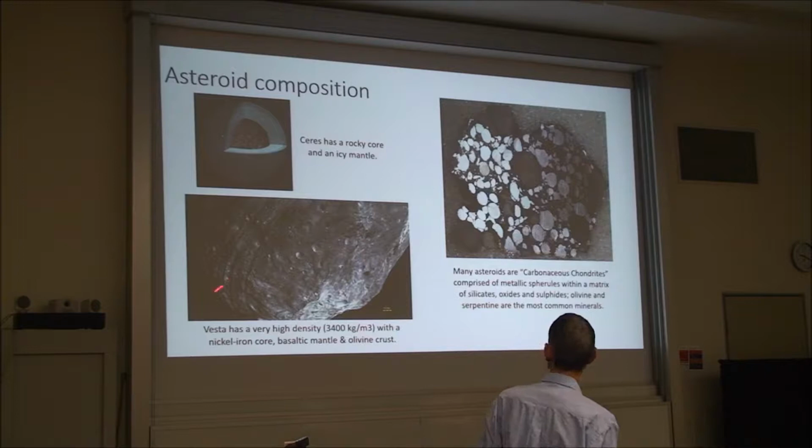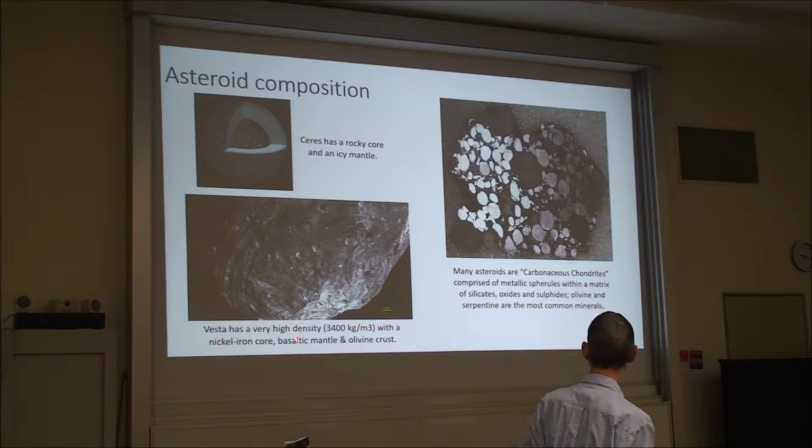Vesta is another interesting one. It has a very high density. It has a nickel iron core and a basaltic mantle and olivine crust. Sound a little bit familiar.